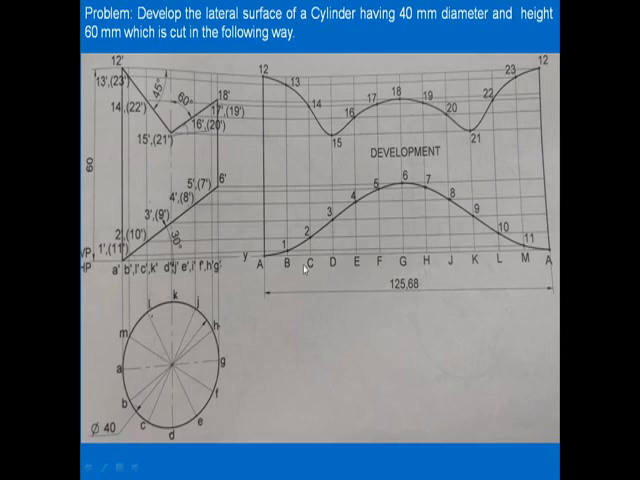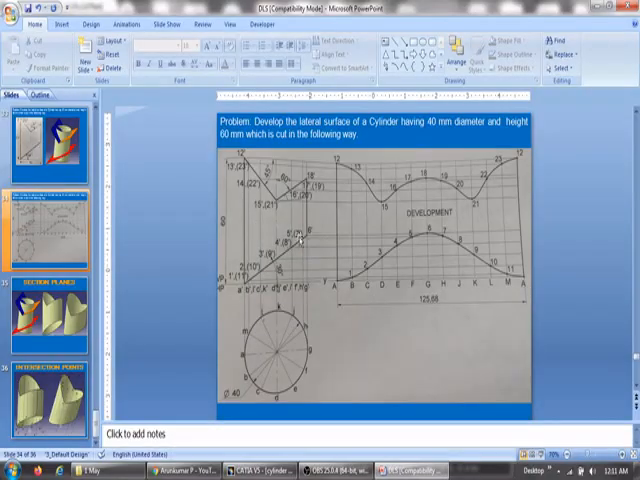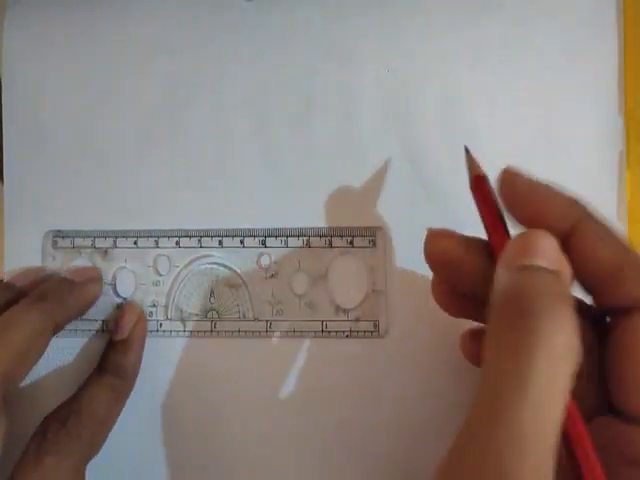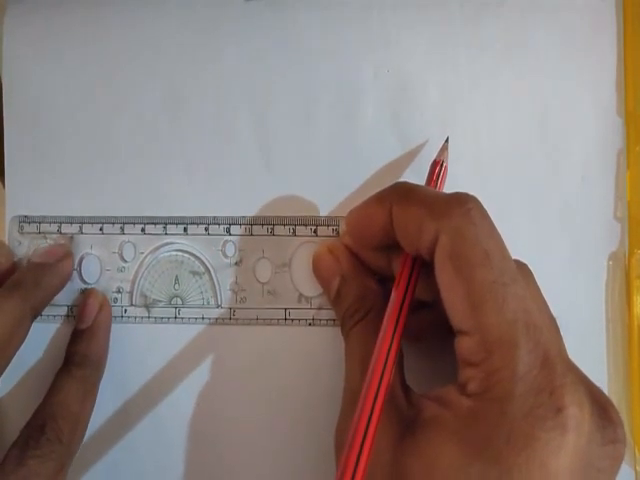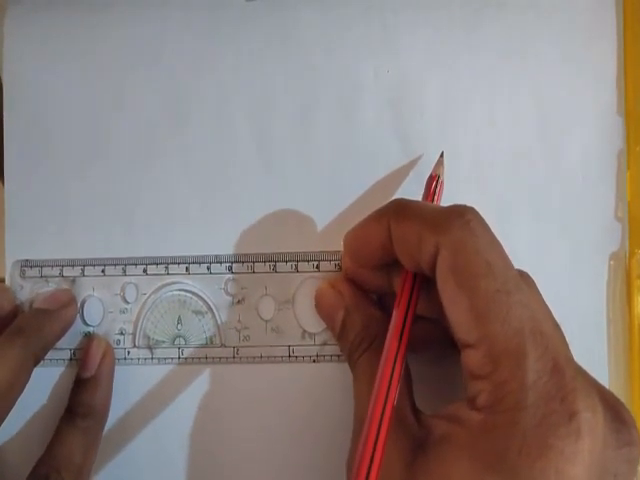Now in the next section we'll be using the manual method. I'll be using the drawing instruments and paper, and I'll be using the parallel line method and solving this particular development of lateral surface of the cylinder, which is cut by three cutting planes. So we'll proceed to the solution. We'll start with the front view first, which is given. So we'll draw the front view.